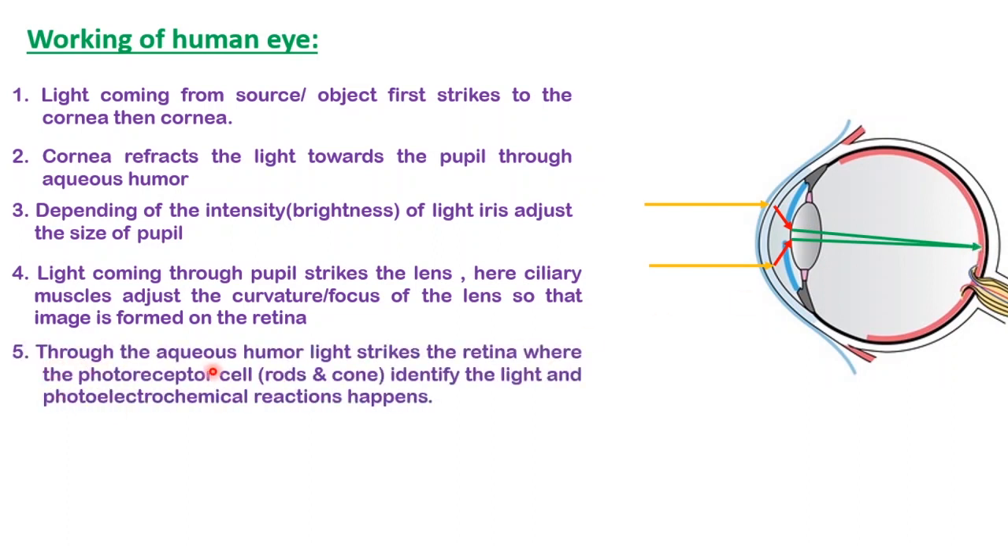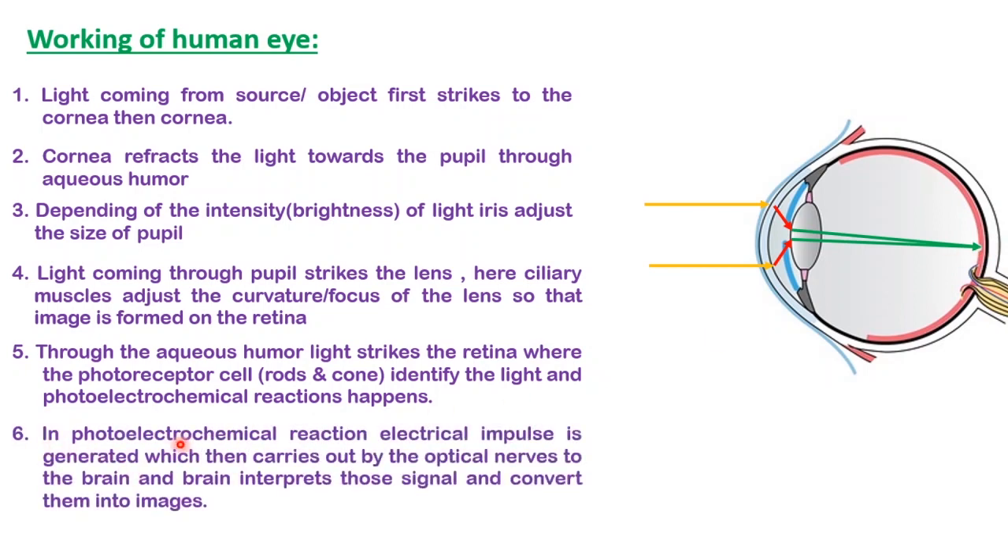Okay, next, through the aqueous humor, light strikes the retina, where the photoreceptor cells, we already know, rods and cones, identify the light, and the photoelectrochemical reaction happens. What are photoelectrochemical reactions? Photo means photons, or light. Electro means electrical signals generated through a chemical process. So those chemical processes which convert light signals into electrical signals are called photoelectrochemical reactions. This happens in the retina.